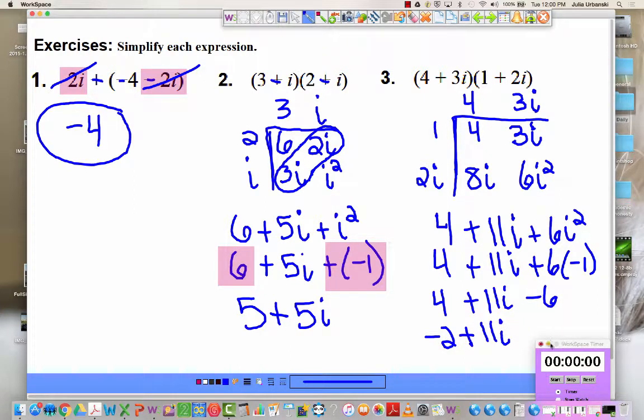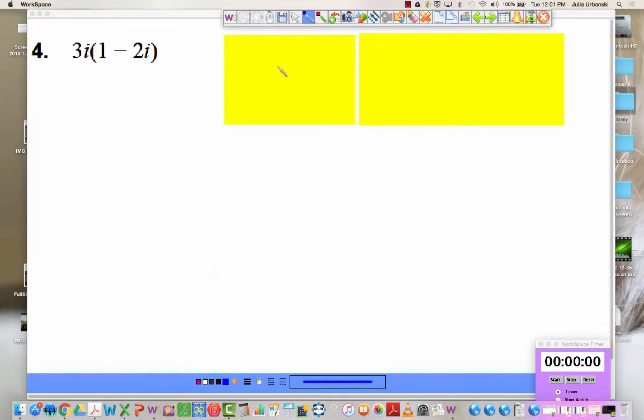Okay, so there's nothing really new here. It's just that anytime you end up with an i squared, you turn it into negative 1. All the other problems are just like what we've done before. And one last one, but it's pretty easy. Number 4. Anyone still writing? Number 4, what do you do with this one? Yeah, just simple distribution here.